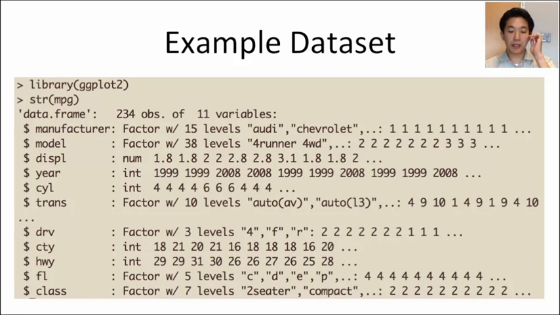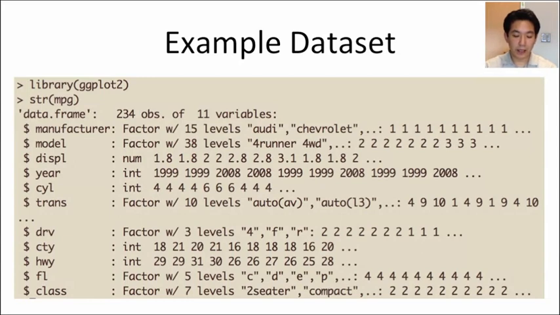So I'm going to start with a little example data set here. This data set comes with the ggplot2 package, so you can always just load it up after you install the package. And so this is the MPG data set. It looks at miles per gallon for a variety of different types of cars. And you can see that in this data set there's 234 observations, so there's 234 different types of cars, and there are 11 variables that are measured.